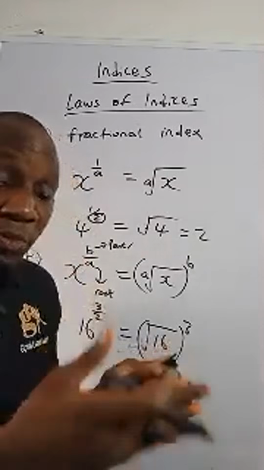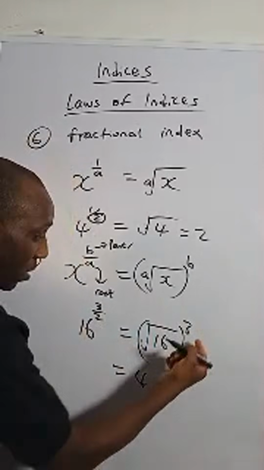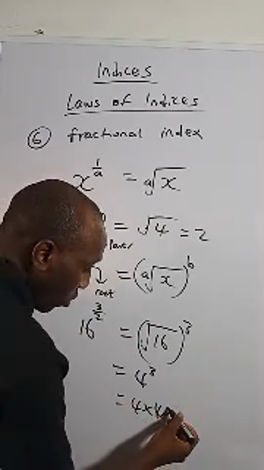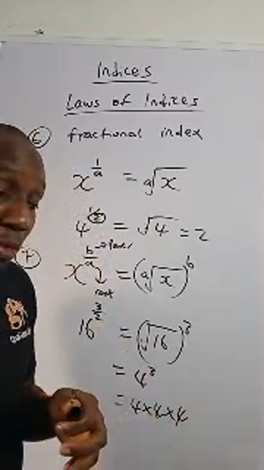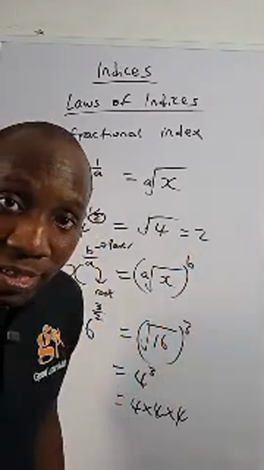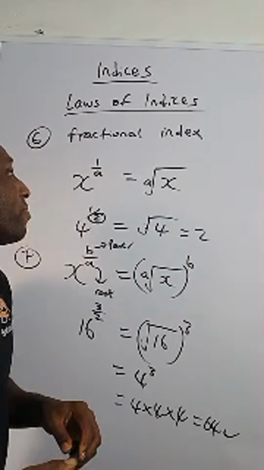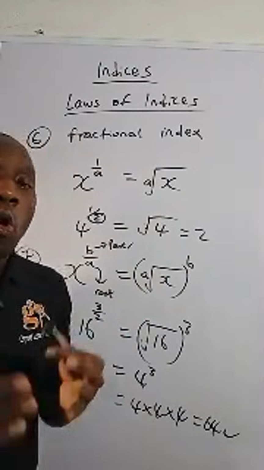You tell me, what is the square root of 16? That's 4, because 4 times 4 is 16. So you have 4 raised to the power of 3. And 4 raised to the power of 3 is also 4 times 4 times 4. So you are multiplying 4 by itself 3 times. 4 times 4 is 16, times 4 is 64. So this is how this fractional index law works.